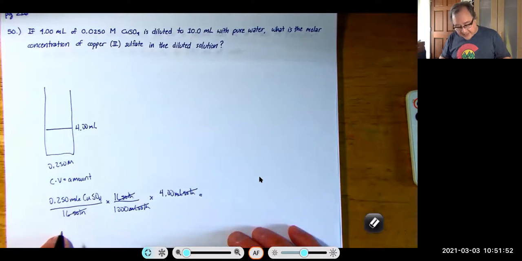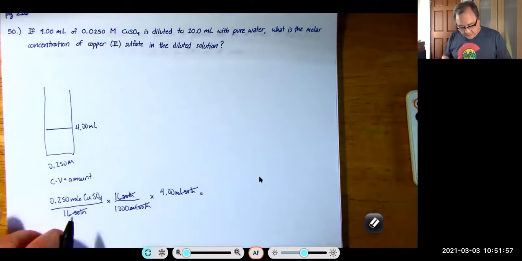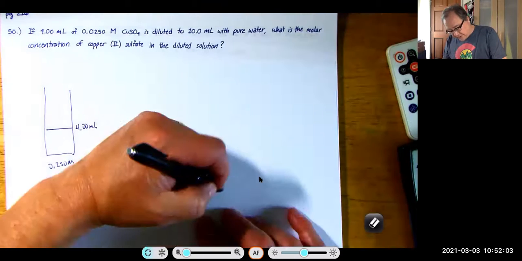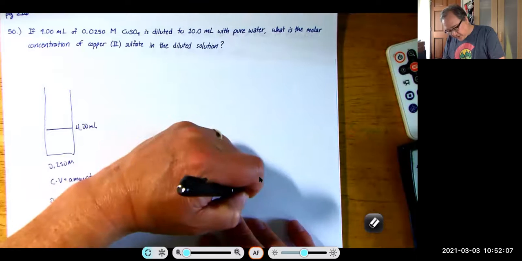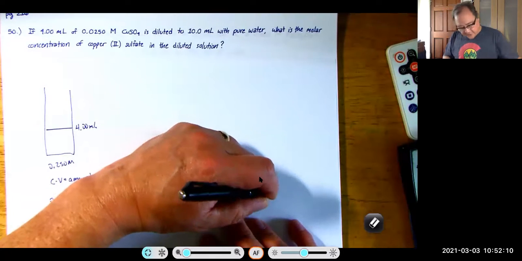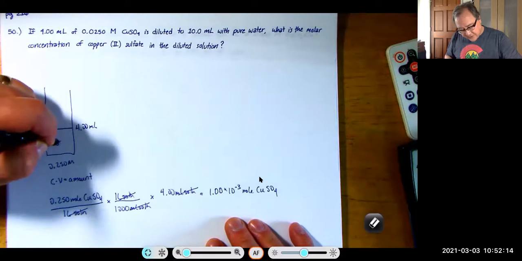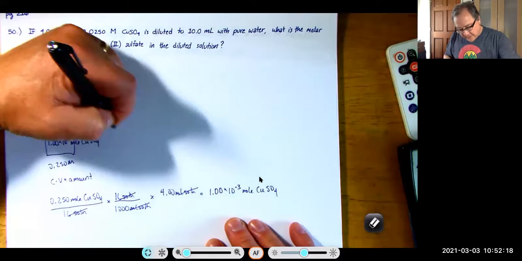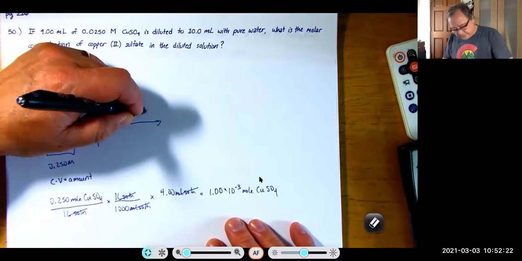And you can see that the number is going to be very small. 4 times 0.25 is 1. 1 divided by 1,000 is 1.00 times 10 to the minus 3 moles of copper 2 sulfate. So that's how much is in here. 1.00 times 10 to the minus 3 moles of copper 2 sulfate. Now, when you add 10 mils of H2O.